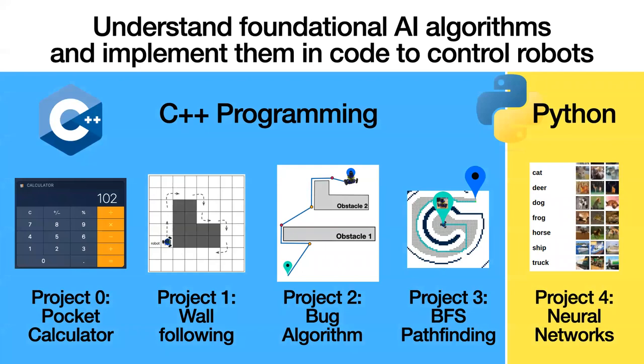We've gotten through projects 1 and 0 for wall following and the calculator. Our next project that you're working on right now is the bug algorithm. We're going to extend that out. We're going to do a full, what we call optimal shortest path pathfinder using the breadth first search algorithm, and then we're going to use the camera on your robots to do neural networks for image classification that will allow our robot to move around space in a manner that we call semantically. So we'll do some sort of semantic mapping there.